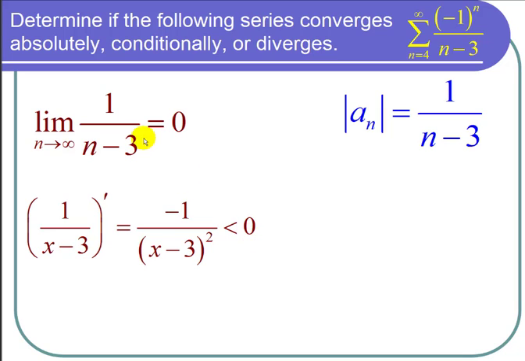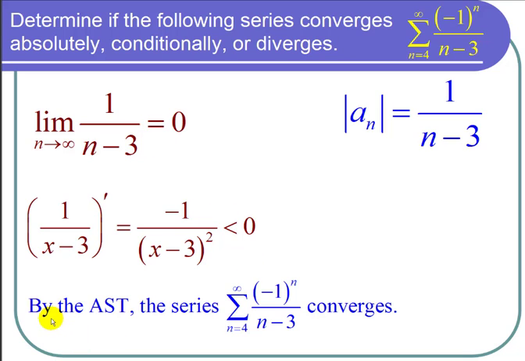So we now have the two conditions. The limit is 0, and it's decreasing. So we can say by the alternating series test, the series summation n equals 4 to infinity of negative 1 to the n over n minus 3 converges.